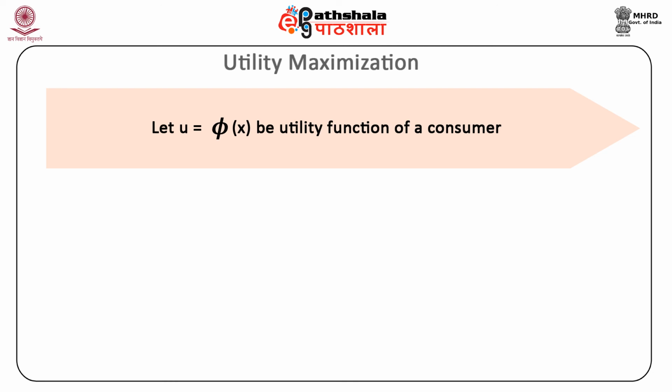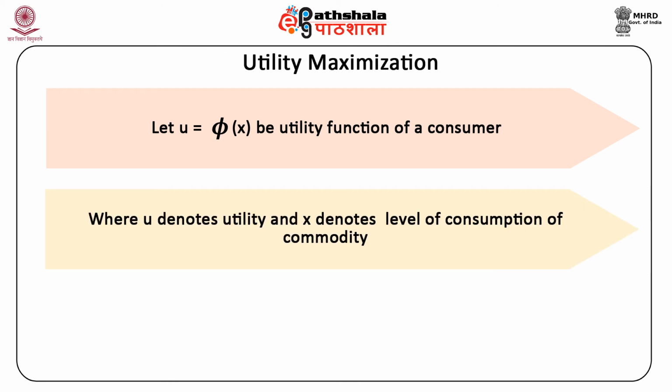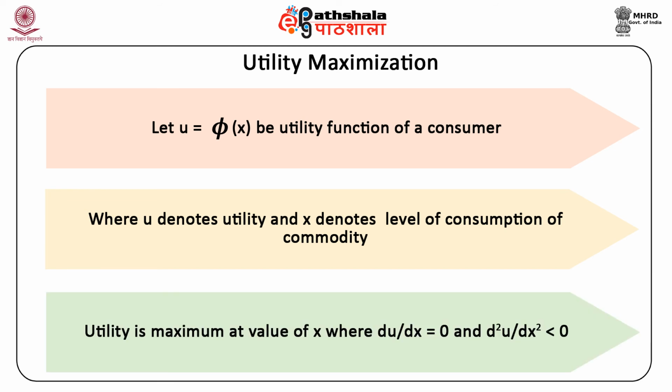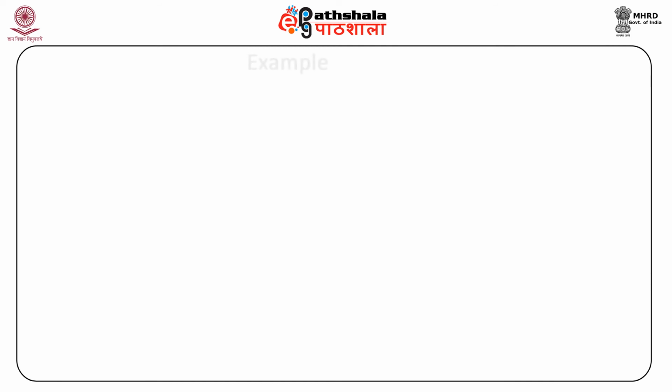Let u be a function of x, where u is the utility function of a consumer, u is utility and x is the level of consumption of a commodity. The utility is maximum at a value of x such that du/dx is equal to 0 and the double derivative of u with respect to x is less than 0. Now, let's take a look at an example of utility maximization.